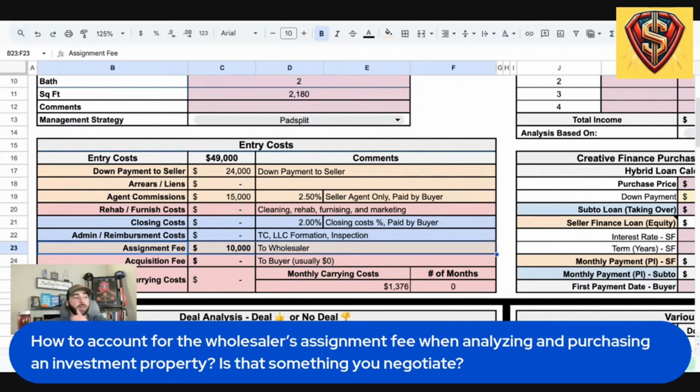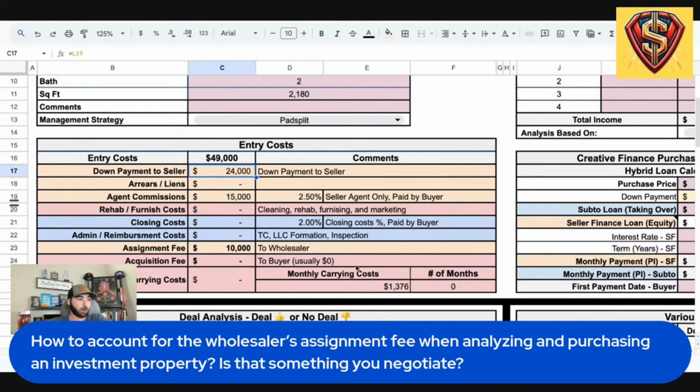So the question is, how do we account for the wholesaler assignment fee when it says $49,000? Well, if you're breaking down your entry cost, it could all be $49,000 here, right? And 0 here and 0 here, or not. That doesn't change your analysis, right? You just need to make sure it's $49,000 for your entry. That's what your numbers are going to be based off for this entry amount. It doesn't matter how it's broken down. You understanding how it's broken down then helps you renegotiate.